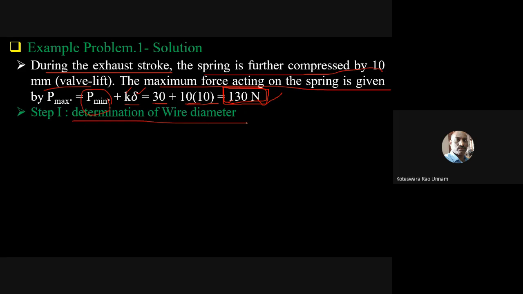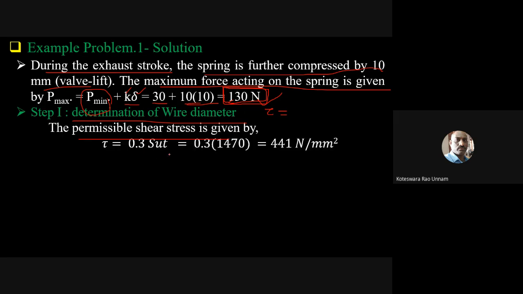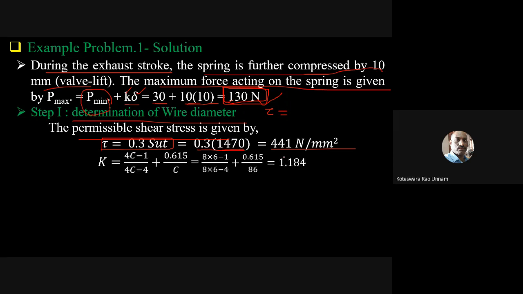For that, first we will find the diameter of the wire. You need to calculate the allowable shear stress, and then find the resultant shear stress. Equating the allowable shear stress to the resultant shear stress, you will get the wire diameter. First, the allowable shear stress is already given as 0.3 SUT. For the material we are choosing for the spring, the ultimate tensile strength is 1470. If I substitute that, I get the allowable shear stress as 441 newton per mm square.